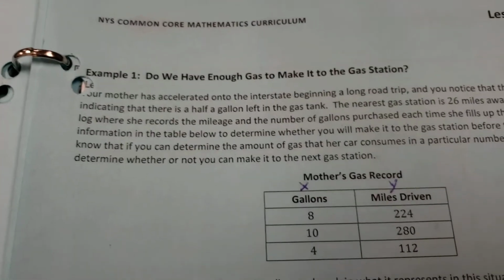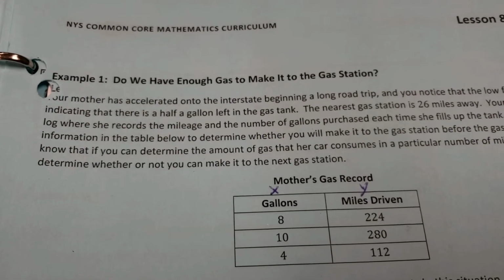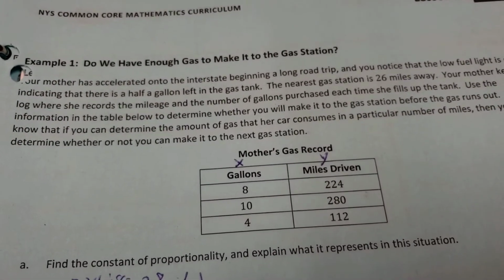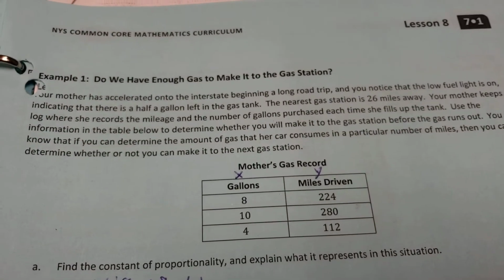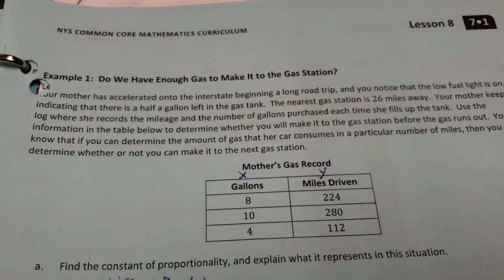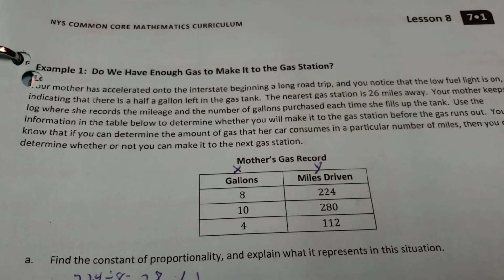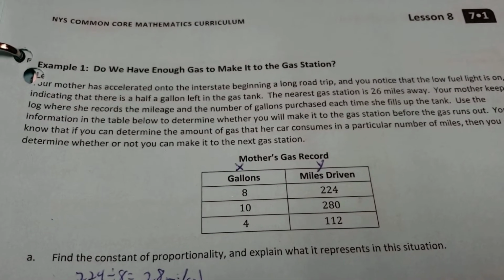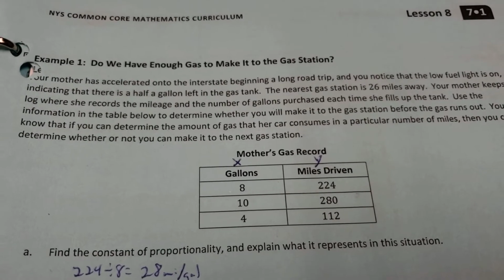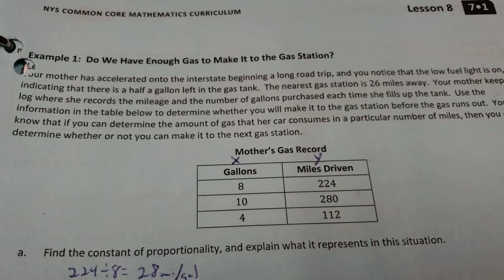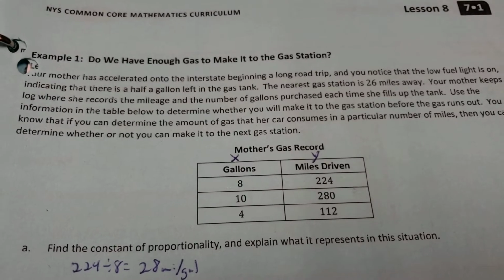All right, so here's our problem. Do we have enough gas to make it to the gas station? Your mother has accelerated onto the interstate beginning a long road trip, and you notice that the low fuel light's on, indicating there's a half gallon left in the gas tank. The nearest gas station is 26 miles away. Your mother keeps a log where she records the mileage and the number of gallons purchased each time she fills up the tank. Use the information in the table below to determine whether you'll make it to the gas station before the gas runs out.